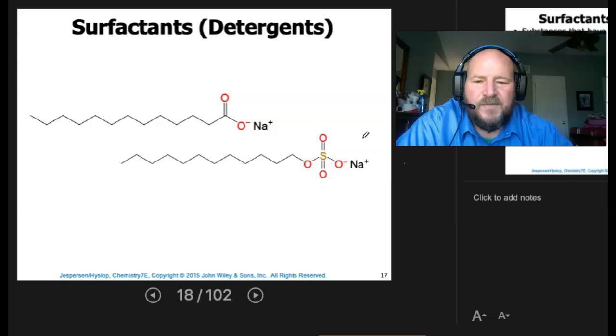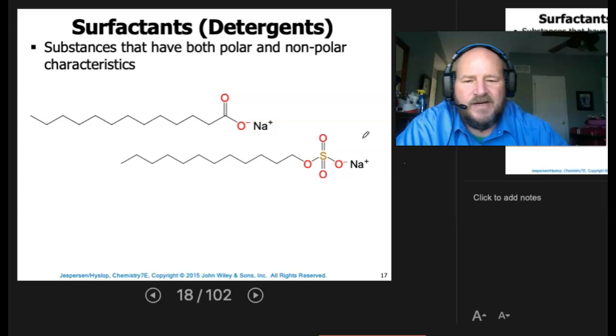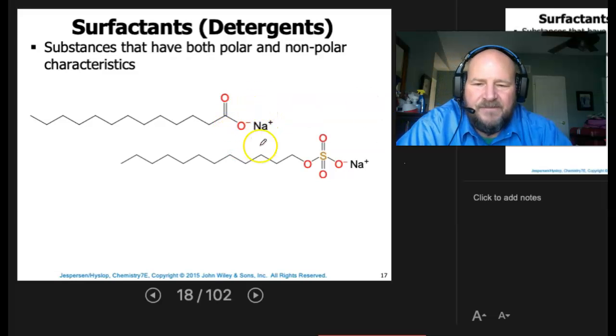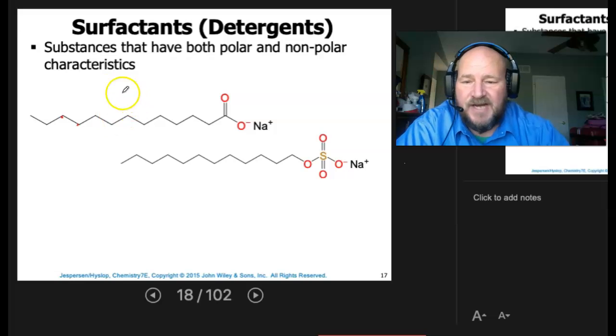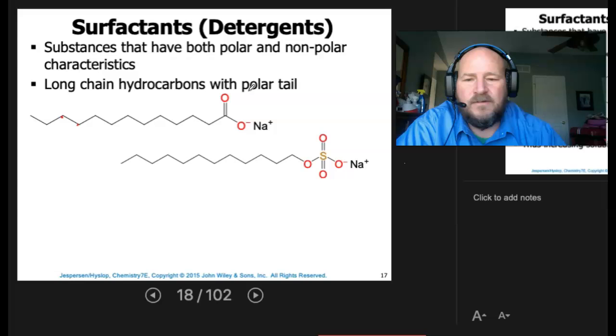Okay, so we're looking at a soap molecule here. Substances that have both polar and nonpolar characteristics. So you can see we have the salt, if you will, end, that polar charged end. And then we have this long carbon chain. Each one of these little dots is a carbon. So we have a long carbon chain, which of course we know has no polarity to it. So it's a nonpolar tail with a polar head, if you will.